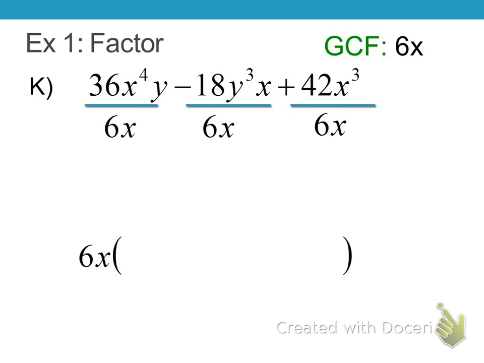What do we have left in the first term? 6x to the third y. Very good. 6x to the third y minus, careful, 3y to the third, right? And then plus what in the back? 7x squared. Good.